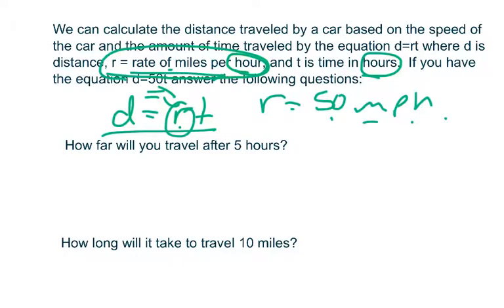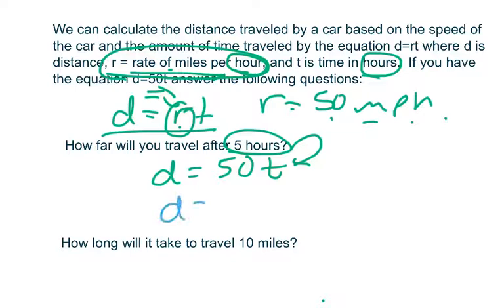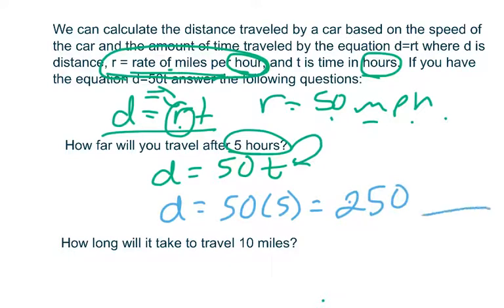Now, how far would you have traveled after 5 hours? Well, we write down our equation, D equals 50T, and since this is hours, is it going to go into D or T? Well, hours is time, so it's going to go into this T here, and so that will give us D equals 50 times 5, which of course will give you 250 what? In this case, you always have to remember your units, and so it's 250 miles.